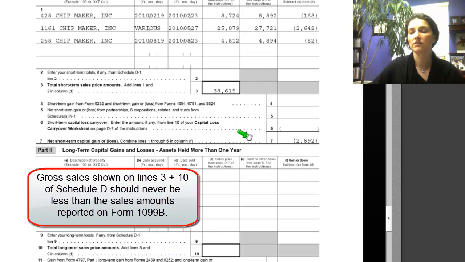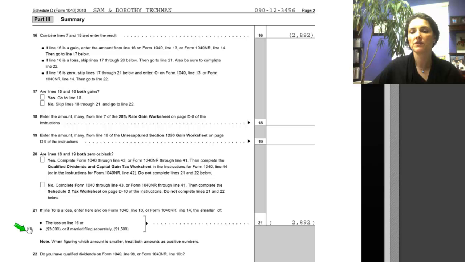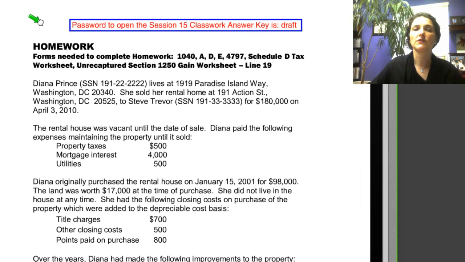Here is the total loss for the year. On page 2, we're figuring the amount of loss to carry over to line 13 of Form 1040, and the amount that we will carry to line 13 of Form 1040 is $2,892. That concludes the review of Sam Techman's Classwork 2 answer key.